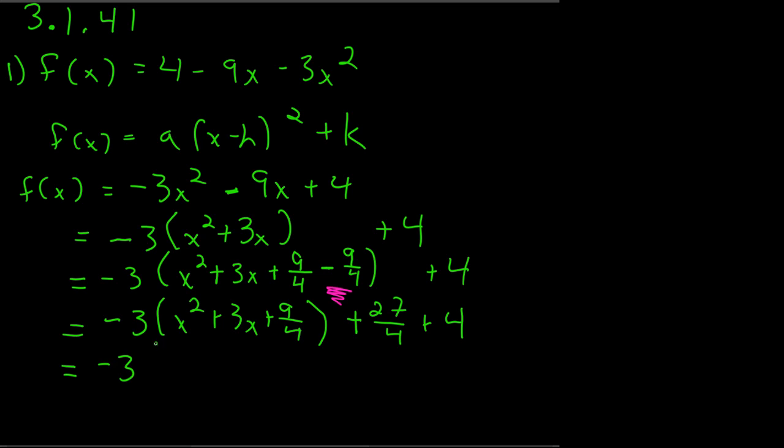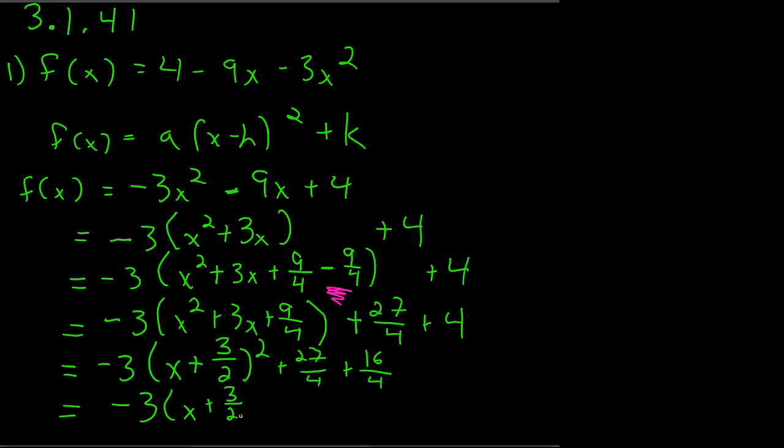Well, I've forced this bit to be a perfect square, which was the 3/2 squared. And then this bit outside I have to take care of. So plus 27/4. Well, if I write 4 as fourths, it's 16/4. And so I get negative 3 times x plus 3/2 squared plus 43/4.